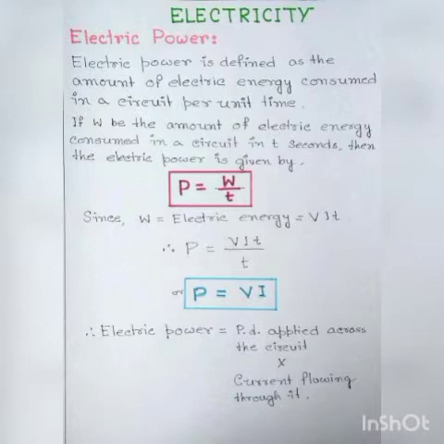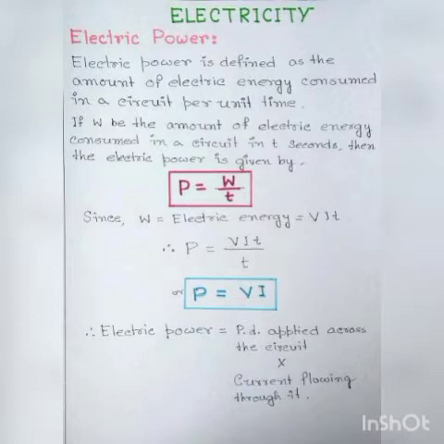Today we will start our discussion with electric power. In class 9 we have learnt power is the rate of work done, where work done is equal to force into displacement. But today we will discuss electric power. So what is electric power? Electric power is defined as the amount of electric energy consumed in a circuit per unit time.